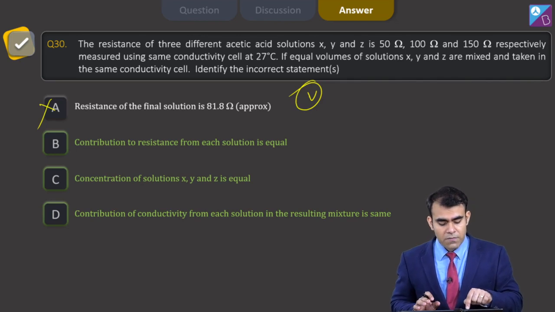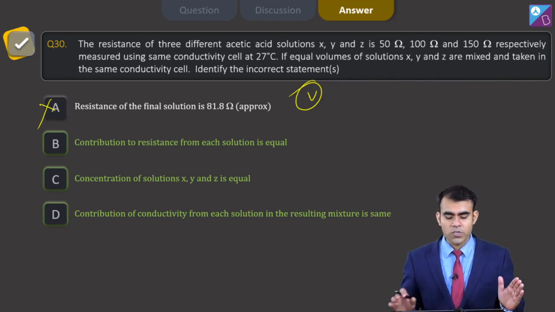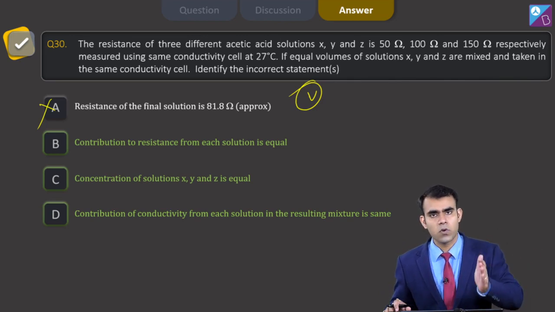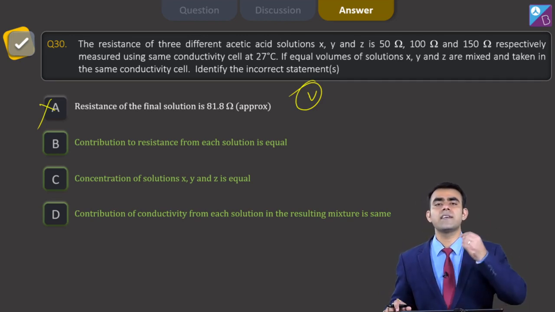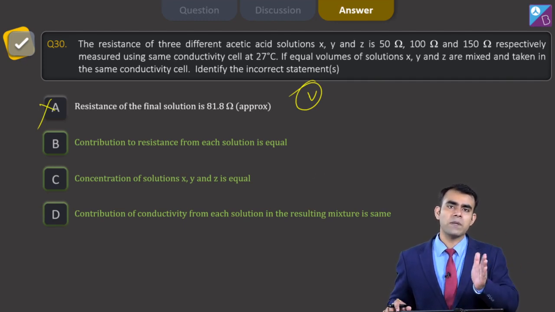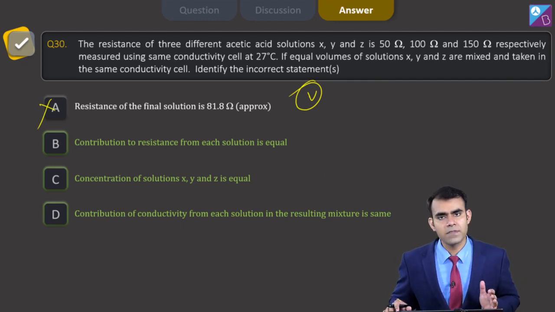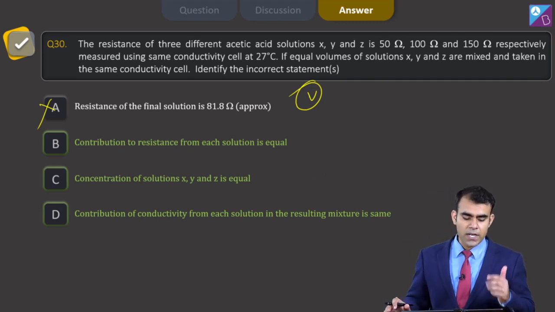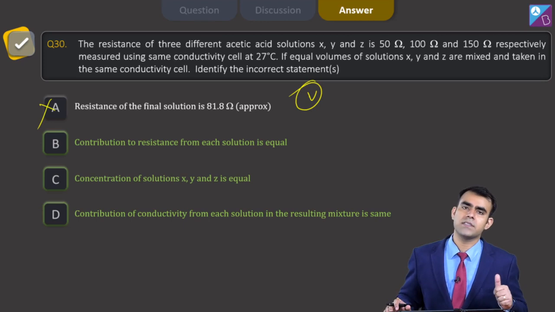Then, the contribution of conductivity from each solution in the resulting mixture is the same. No, the resistance contribution is different, as well as the conductivity contribution, because of the presence of a different number of ions. So the incorrect statements in this question are B, C and D.